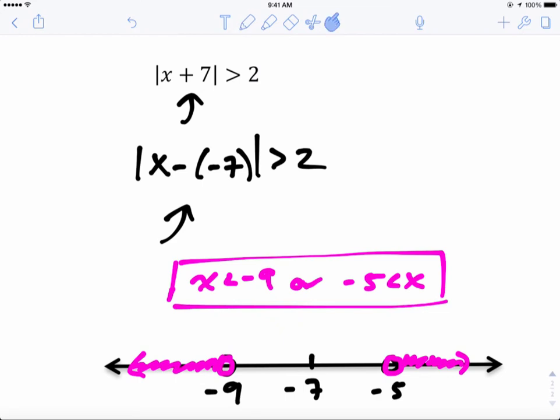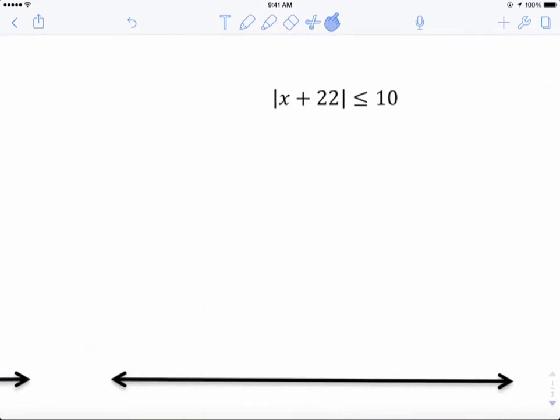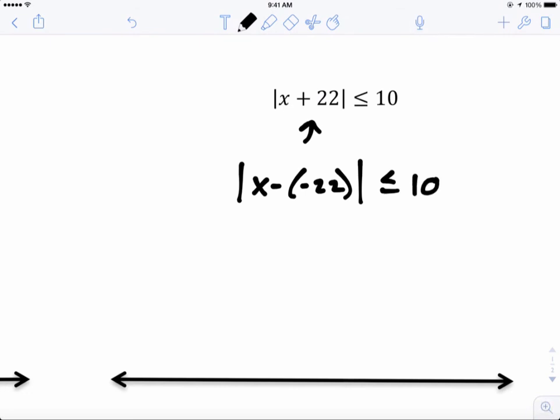So we got one more example to do together. I kind of want you to pause the video and see if you can do this one on your own. All right. So for this next example, I would totally rethink this as x minus negative 22. So the difference between x and negative 22, the absolute value of that must be less than or equal to 10. The big conceptual thing is to recognize this as, oh, the distance between x and negative 22 is at most 10.